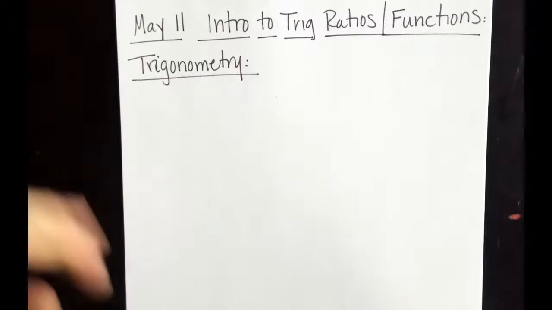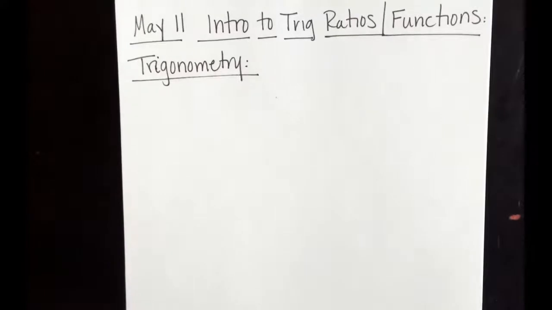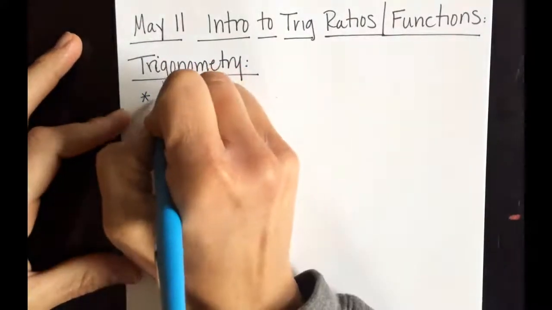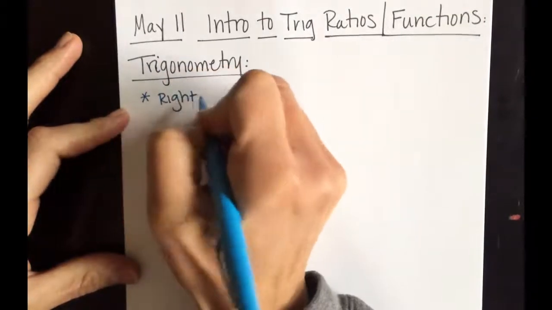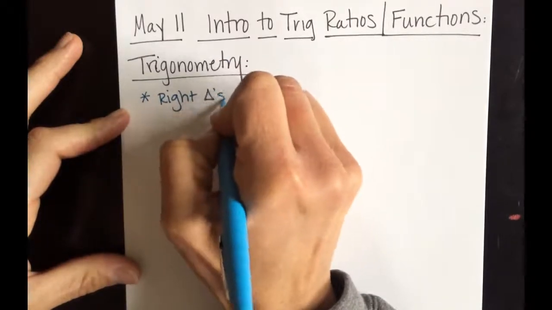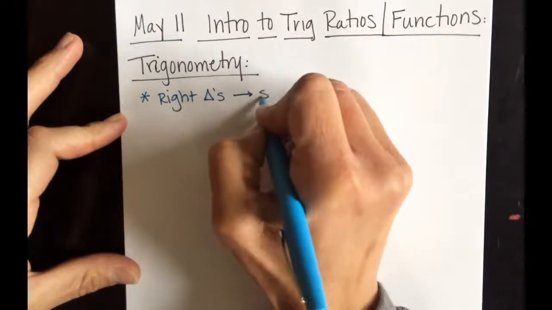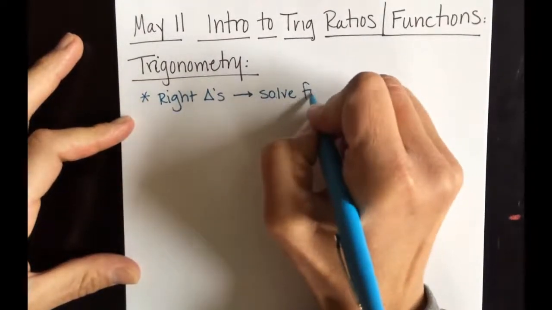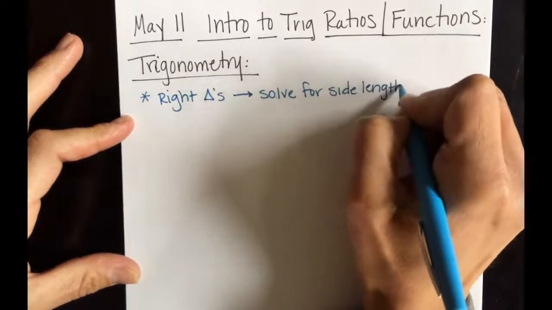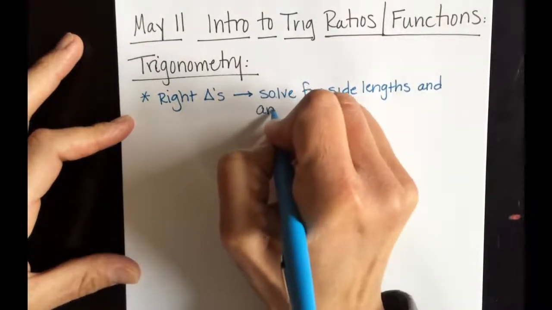As we get started, I want to talk about what this section is going to do. First and foremost, we're still going to be working with right triangles. We are going to solve for side lengths. And for the first time, we're actually going to be able to figure out angle measures.